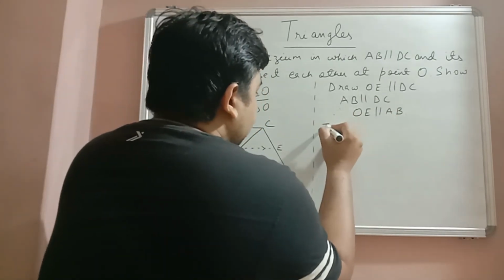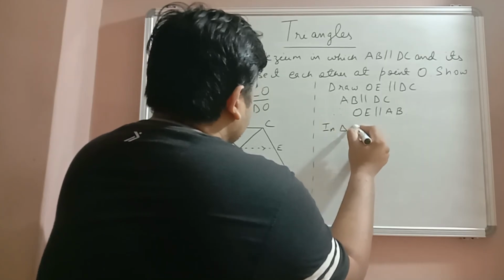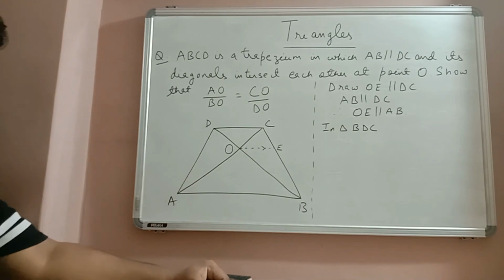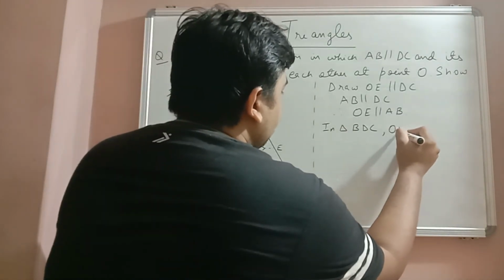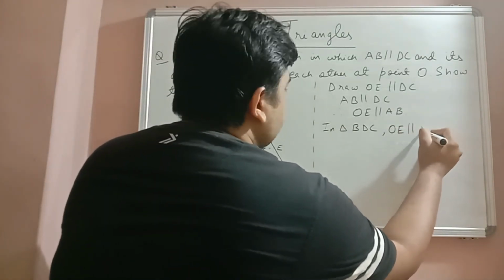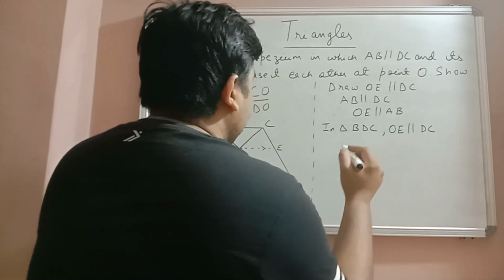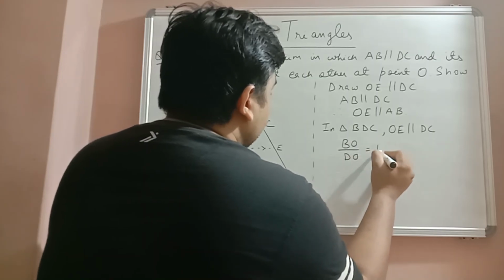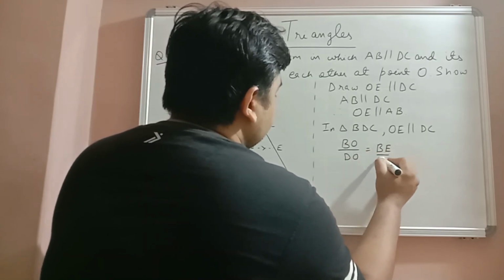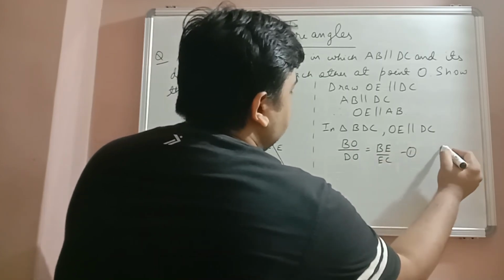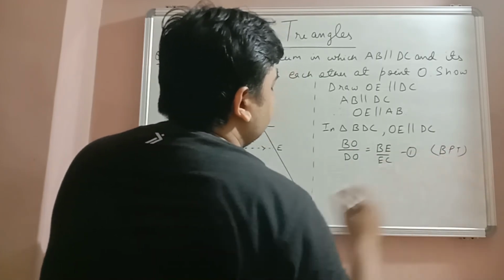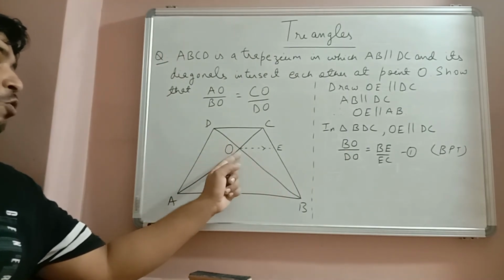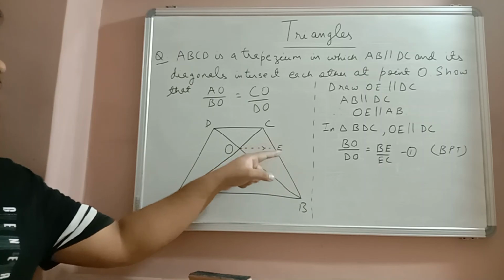Now we'll take up triangle BDC. OE is parallel to DC. So one can say that BO upon DO is equal to BE upon EC by BPT. So we can say that by the basic proportionality theorem, BO upon DO is equal to BE upon EC.